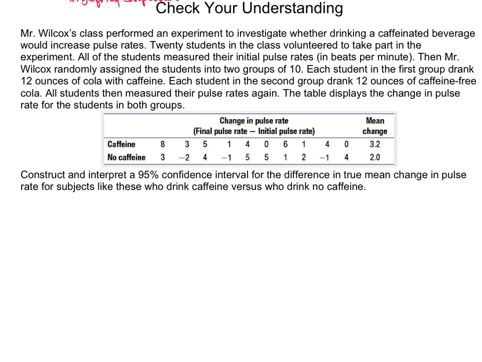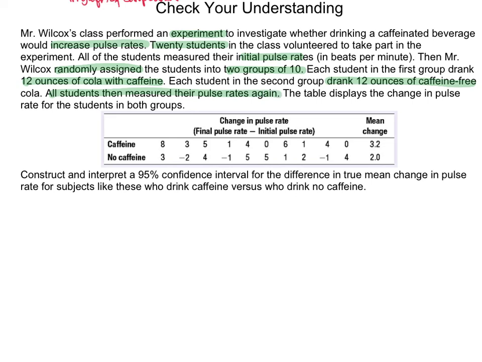Mr. Wilcox's class performed an experiment to investigate whether drinking a caffeinated beverage would increase pulse rates. 20 students in the class volunteered to take part in the experiment. All of the students measured their initial pulse rates in beats per minute. Then Mr. Wilcox randomly assigned the students into 2 groups of 10. Each student in the first group drank 12 ounces of cola with caffeine. Each student in the second group drank 12 ounces of caffeine-free cola. All students then measured their pulse rates again.